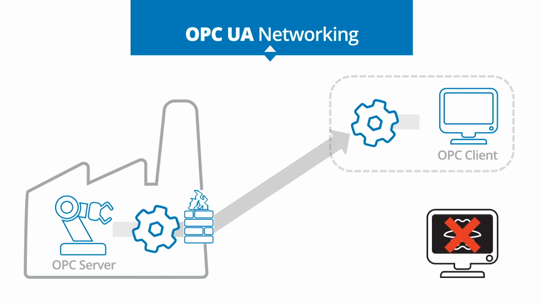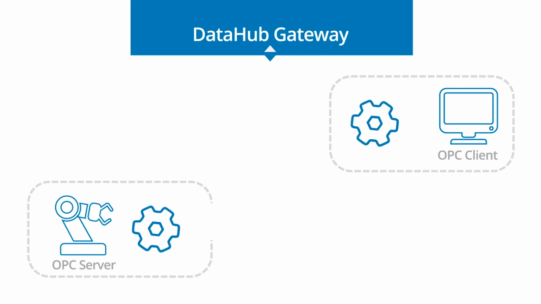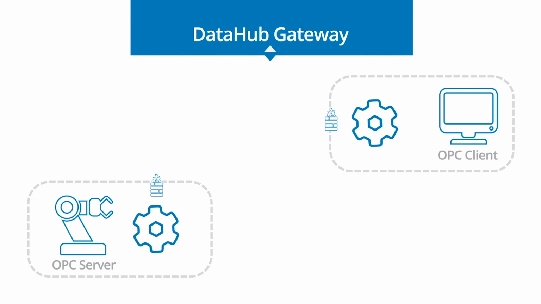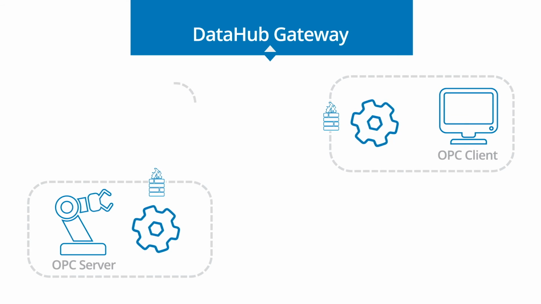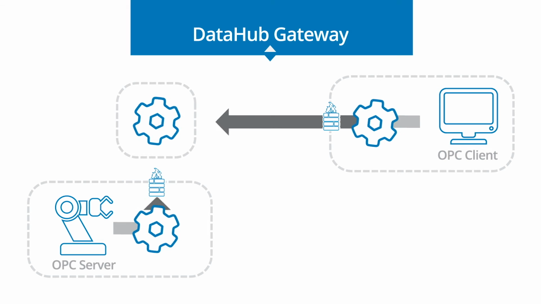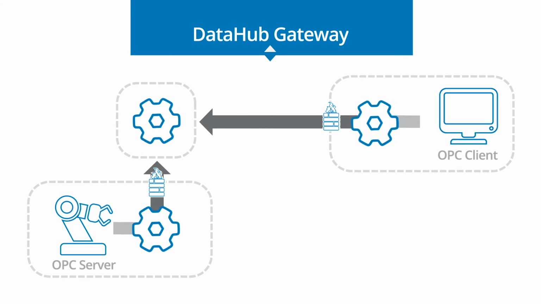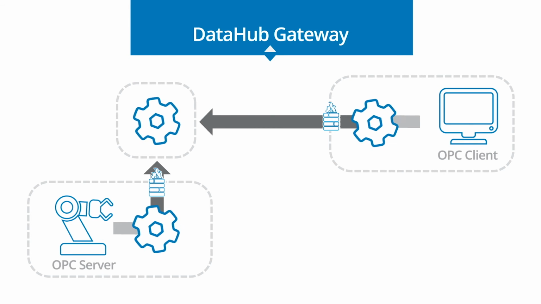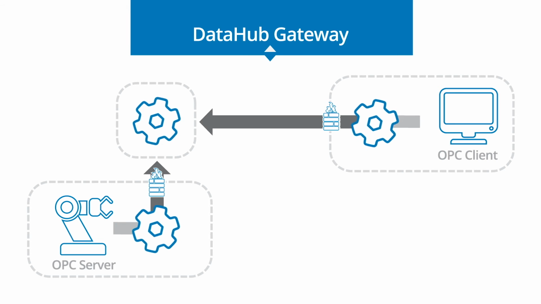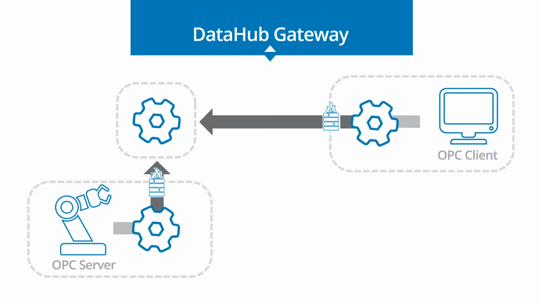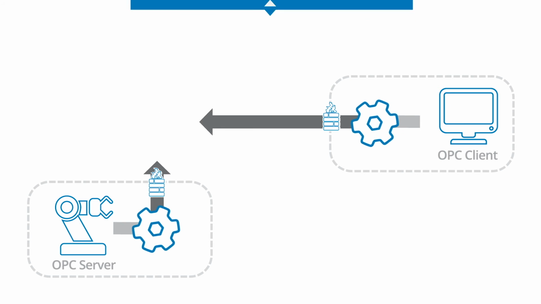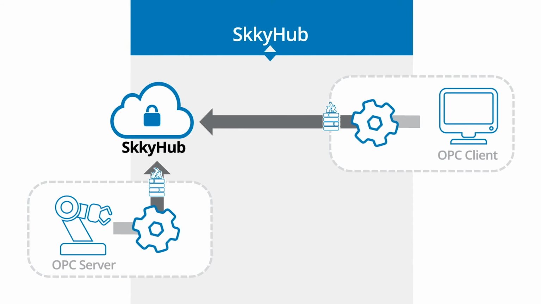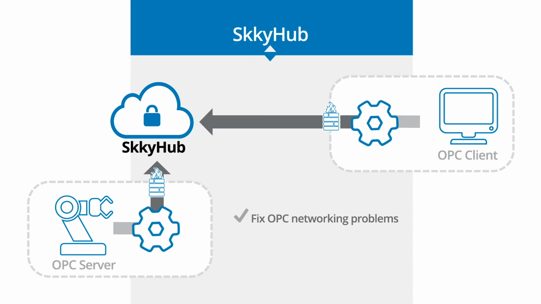Now we can take it a step further. DataHub's unique architecture lets you close the firewall on the client side as well. Add a DataHub gateway in the middle, then both server and client can make outbound connections to the gateway. Once connected, data flows securely between the plant and remote networks. And finally, if you don't want to set up your own gateway, use the SkyHub service, a managed DataHub gateway in the cloud.